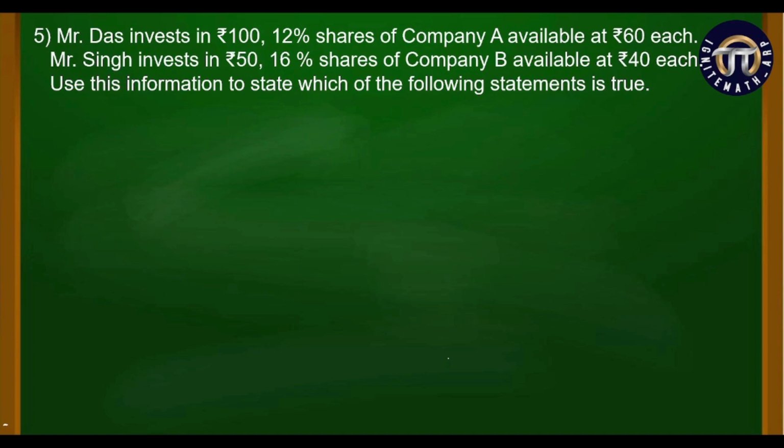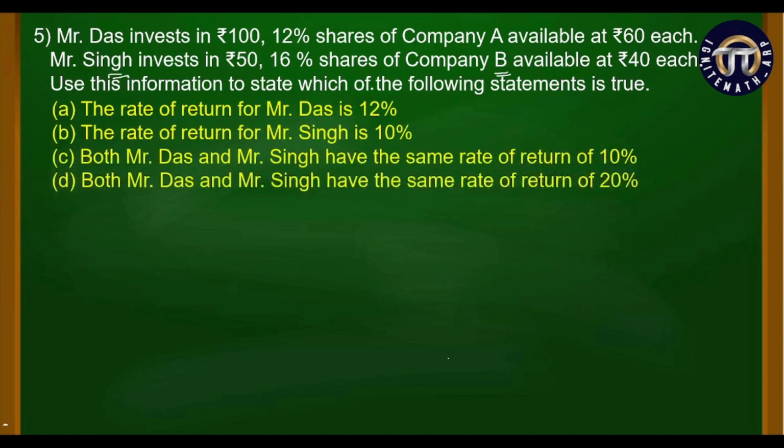Das invests in 100, 12% shares in company A, available at 60 each. There are two companies over here, A and B, and the other person, Singh, is investing in company B at a different rate. Clear? So now what is the comparison between the investment of Das and Singh? We have to calculate. They have given you the options. Let us see, for the company where Das is investing, and the company where Mr. Singh is investing.